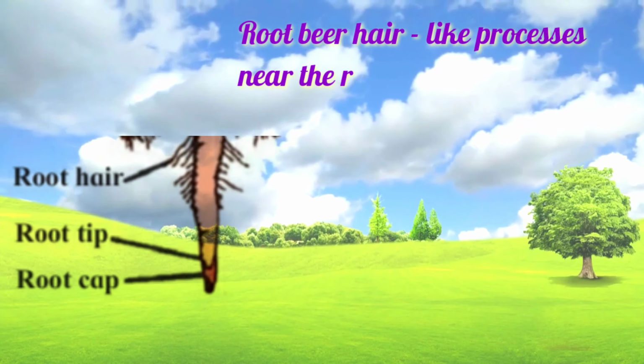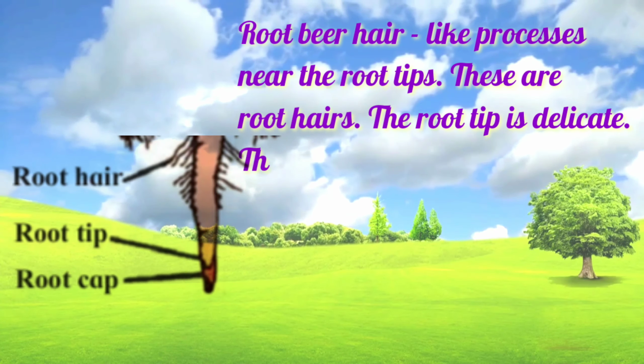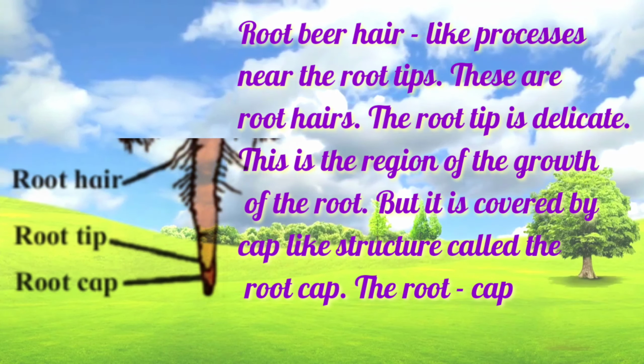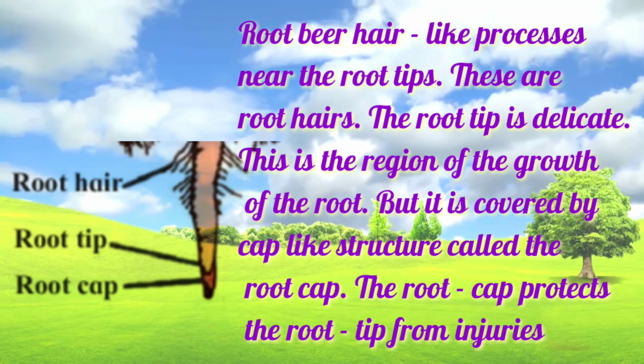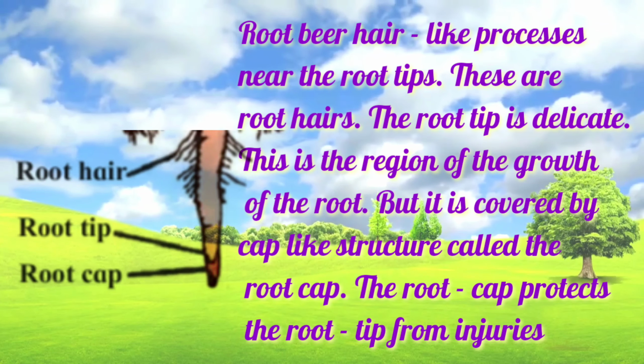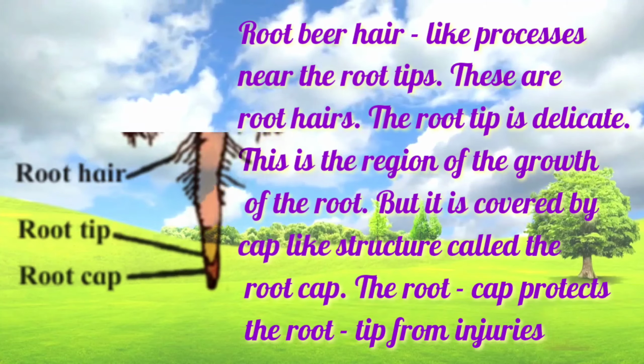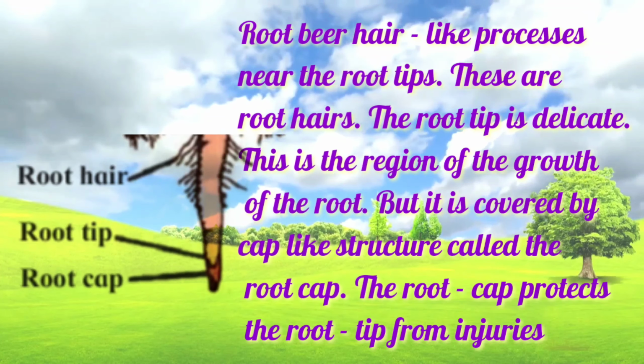Roots bear hair-like processes near the root tips. These are root hairs. The root tip is delicate. This is the region of growth of the root. This tip is covered by a cap-like structure that is called the root cap. The root cap protects the root tip from injuries.